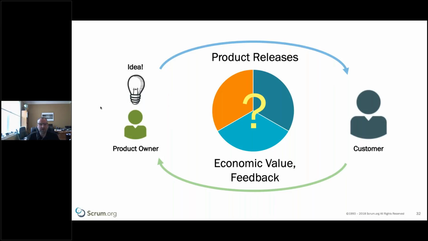This is just an example. But that idea: we release something, we get feedback. We constantly inspect and adapt. If we're not constantly inspecting and adapting, then we fall into that lull of security, and then we end up like those Kodaks of the world.